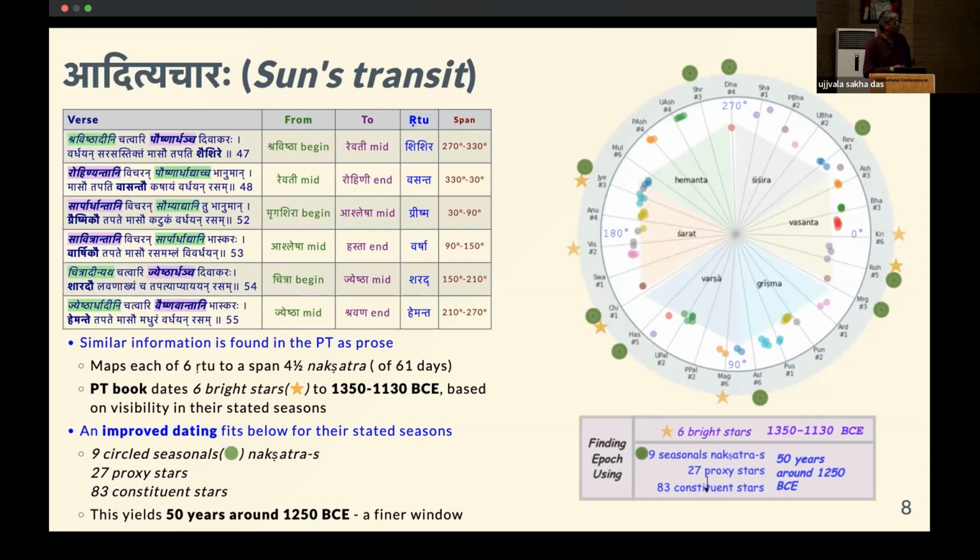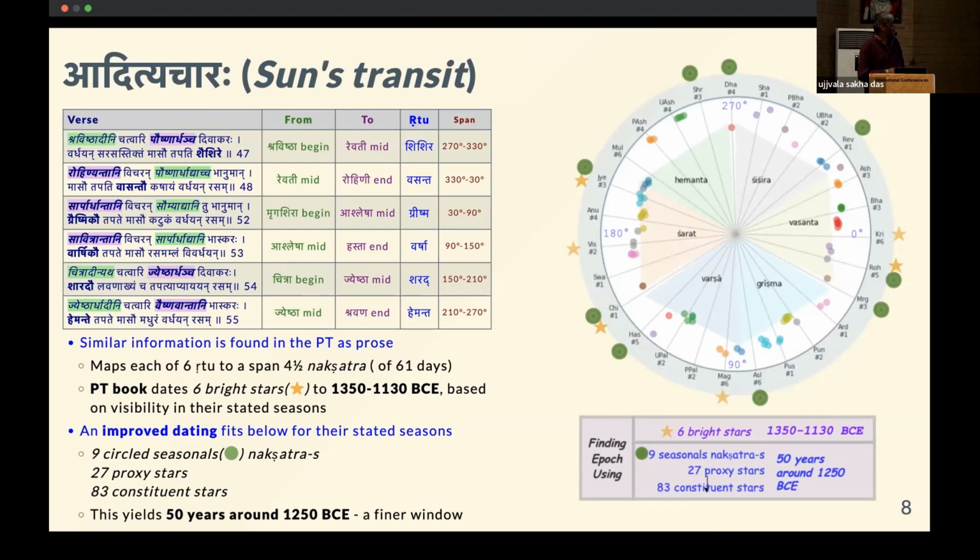So this gives us a clue of what is the marker for the season, and what is the marker for all the 6 seasons with respect to these nakṣatras. And for each of the nakṣatras, we already know the constituent stars and the proxy stars. So this gives us a way of dating this not with respect to one nakṣatra, which is typically done with Dhanishta, but with respect to 9 points. And so we can get a better estimate of the date with lower error bands.